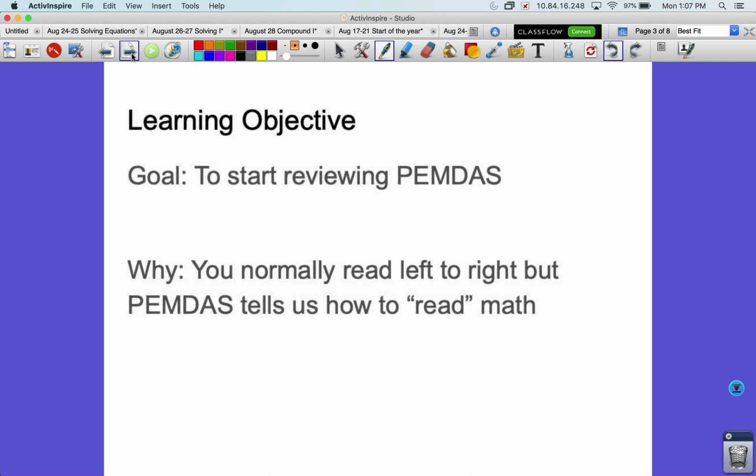Okay, so hopefully you wrote me a few things about PEMDAS, but we're going to go over it again today to make sure that we've got all the details right. So our goal is to start reviewing PEMDAS. Well, why are we doing this?